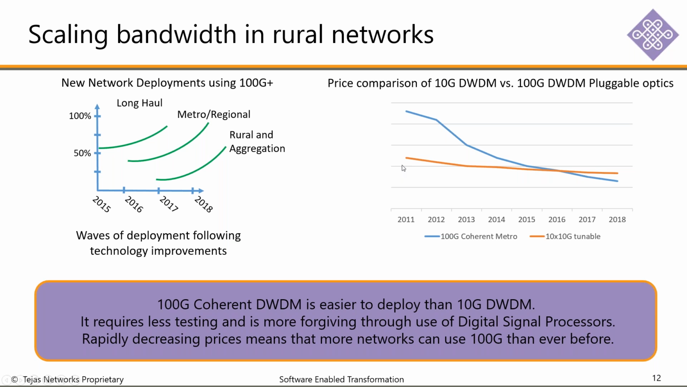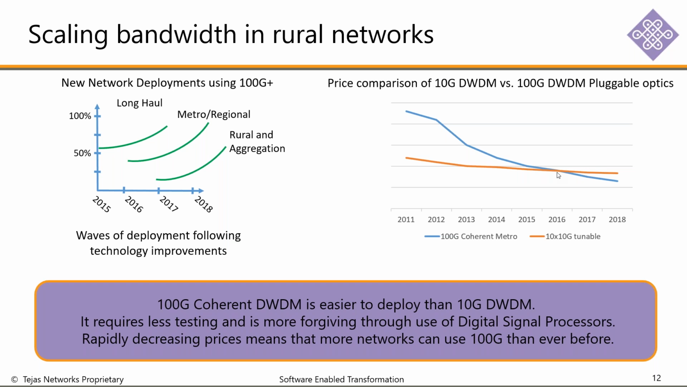And if we said, okay, we're going to put 10 of those 10 gig optics together to do 100 gig of bandwidth, that's the orange line. And we're going to put a 100 gig optic out there. What's the price comparison look like? Well, in 2011, 100 gig was about twice the price of 10 gig for DWDM. And by 2016, it had reached a crossover point where 100 gig was cheaper than 10 by 10 gig.